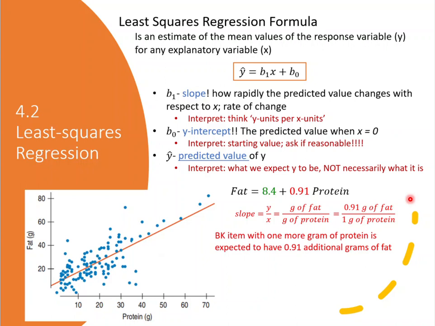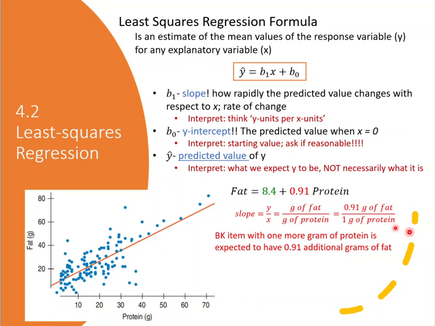We might say something like this: our Burger King items with 1 more gram of protein are expected to have 0.91 additional grams of fat. So that's what I mean when I say we're going to interpret the slope.